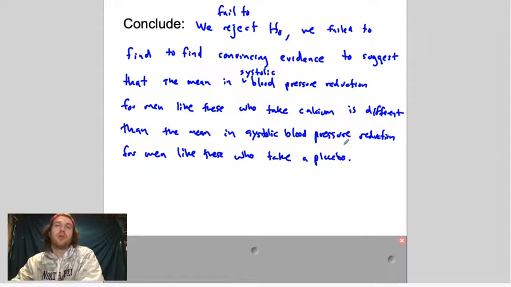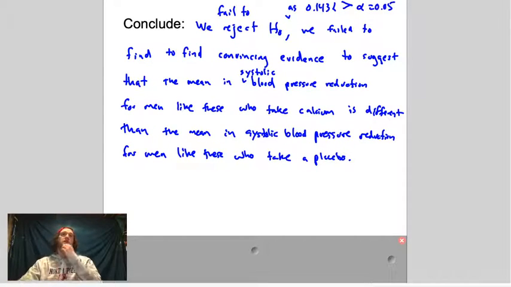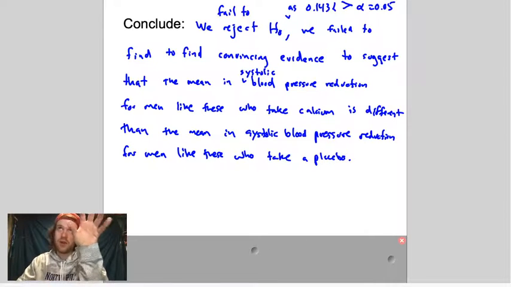Brutal. We failed to reject H naught, okay? We failed to reject H naught, I should say, as 0.1432 is greater than alpha equals 0.05. So that's our justification. Since our p-value is greater than alpha, we failed to reject H naught.